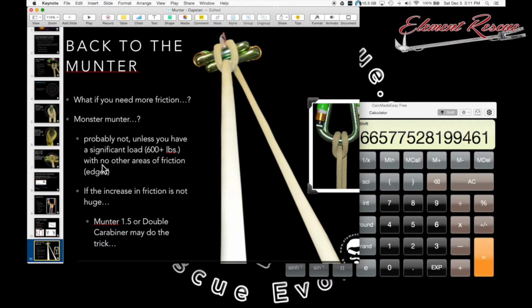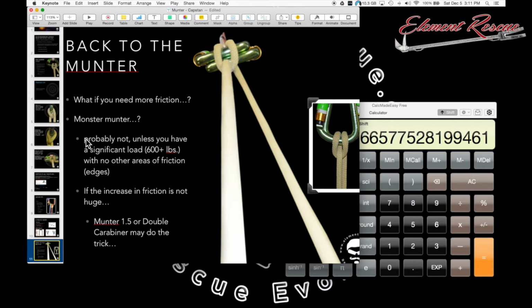So when we look at this, back to the munter, there's going to come times where that munter may not cut it for you. So if you're using that as an egress capability, or you're lowering more than one person down on that rope, depending on your equipment, you may need a little bit more friction. A lot of people may jump to the monster munter. We don't really use it too much.